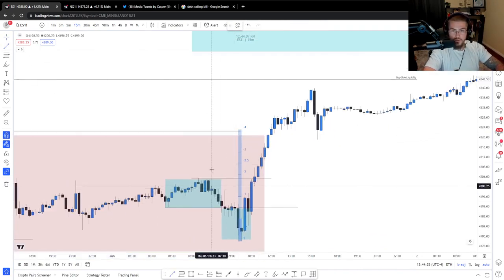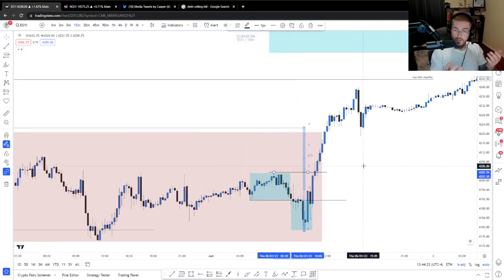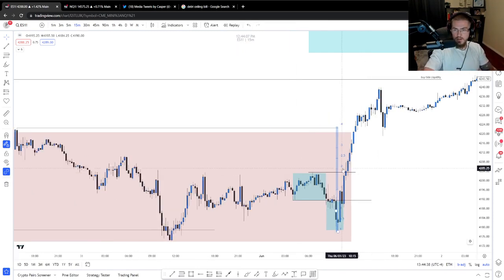For a more conservative approach, you would just target the highs of the little accumulation before, or just any other areas around that 2 to 2.5 standard deviation range. And you can also just use lower time frame structure to do this. But this is how I would do it.